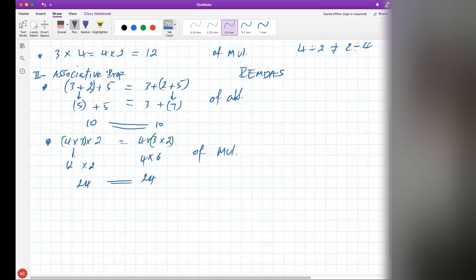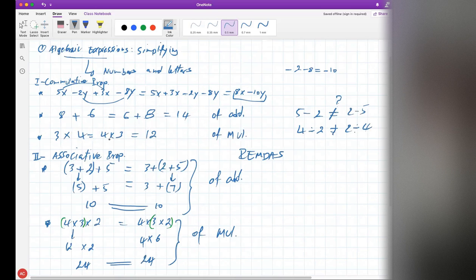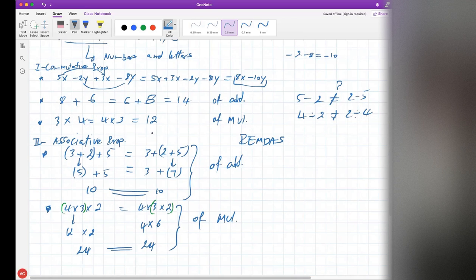Okay, associative property. This one is addition. This is for multiplication. Put these two together here. And that's our second rule. Very simple. That's all it does. So we switch the order by changing the parentheses.